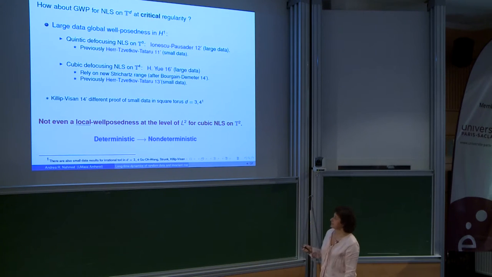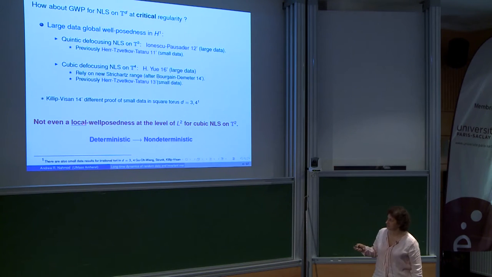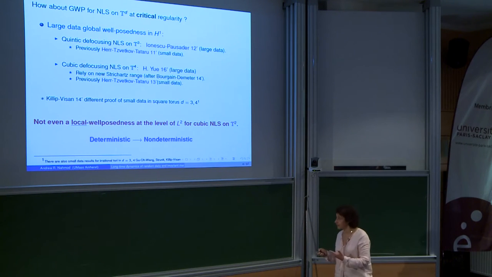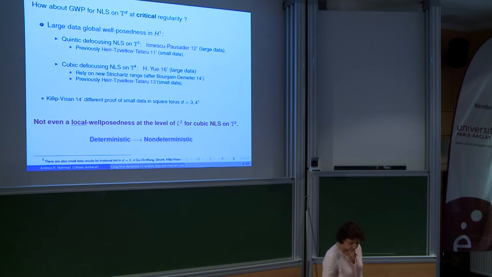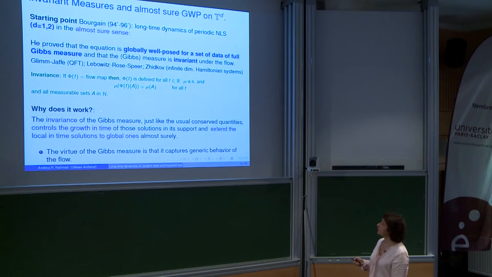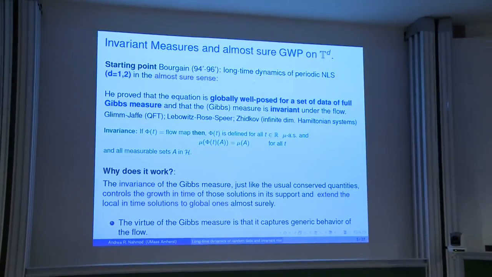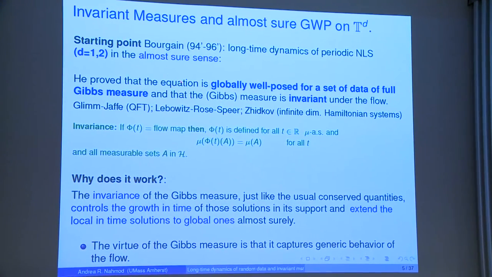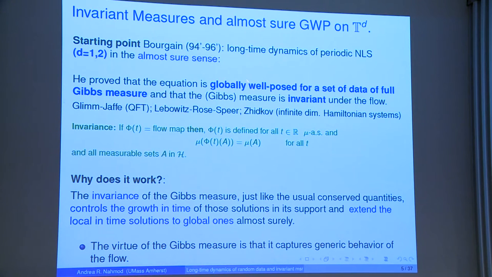So the point is that, as I said, at the L2 level this is not even known. So the point of view that you want to take is that maybe what you should do is study these equations from a non-deterministic point of view. And this brings us to Bourgain, which is the starting point in 1994-96, where he studied long-time dynamics for periodic equations in the almost sure sense, and showed that you actually have global well-posedness on a set of data of full Gibbs measure.